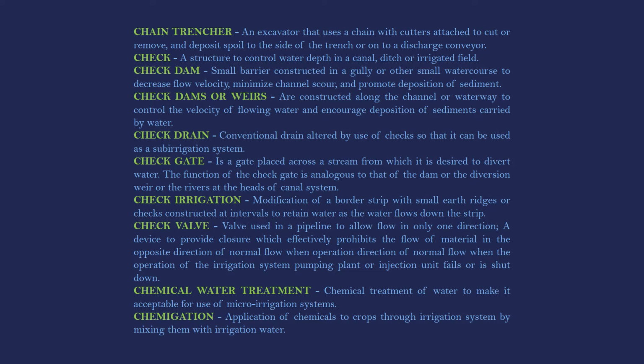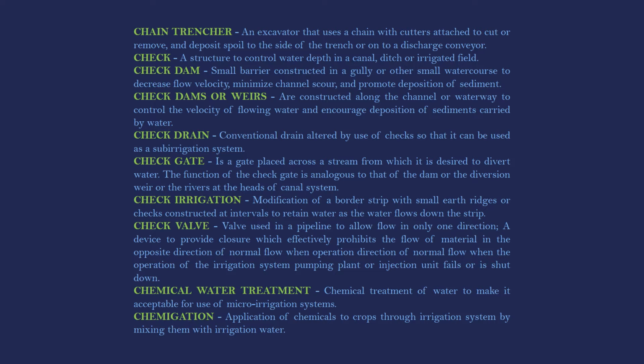Check: a structure to control water depth in a canal, ditch or irrigated field. Check dam: small barrier constructed in a gully or other small watercourse to decrease flow velocity, minimize channel scour and promote deposition of sediment. Check dams or weirs are constructed along the channel or waterway to control the velocity of flowing water and encourage deposition of sediments carried by water. Check drain: conventional drain altered by use of checks so that it can be used as a sub-irrigation system.